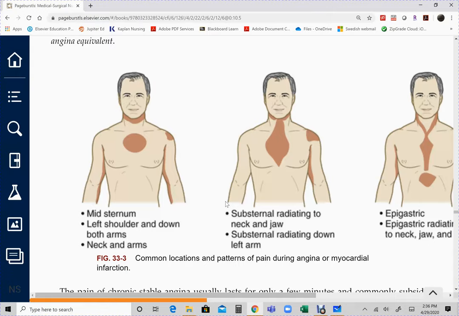Okay, again, the problem with the three acute coronary syndromes is it's almost impossible to tell them apart. So unstable angina, non-STEMI, and STEMI all present the same way. There's really no, oh, this type of chest pain, that's unstable angina. Oh, this type of chest pain, that's MI, that's non-STEMI. Oh, that type, that's STEMI.